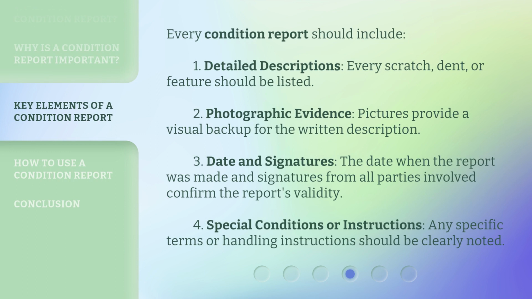Every condition report should include: 1. Detailed descriptions. Every scratch, dent, or feature should be listed. 2. Photographic evidence. Pictures provide a visual backup for the written description. 3. Date and signatures. The date when the report was made and signatures from all parties involved confirm the report's validity. 4. Special conditions or instructions. Any specific terms or handling instructions should be clearly noted.